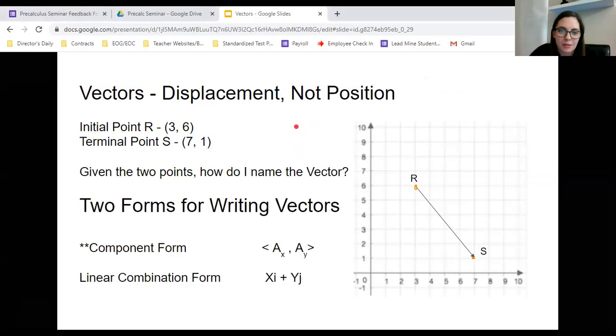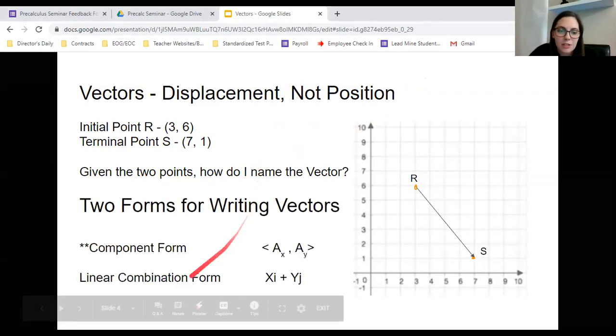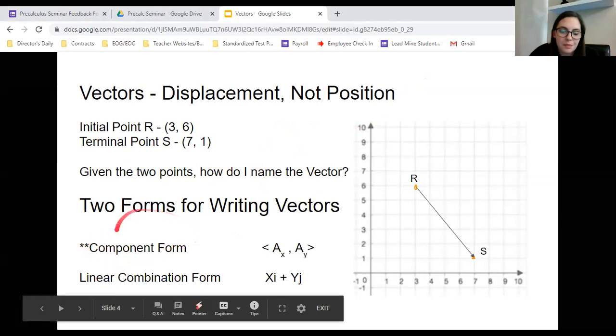There's two ways that I can write vector RS. The first one is component form. We're going to break this down into our x component and our y component, kind of like a coordinate pair. The only difference is that we're going to use these pointed parentheses, basically the less than and greater than signs. The other way is this linear combination form. This is something you'll see a little bit more often in physics, not as much in pre-calculus, but it is something I wanted to mention. So let me write on this real quick.